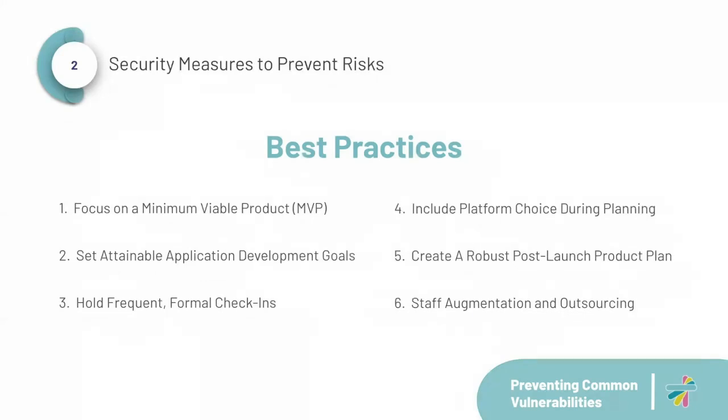2. Set attainable application development goals. Ask, what do your users want and need from the first version of your MVP? Once you know the answer to that question, you can set reasonable development operations goals.